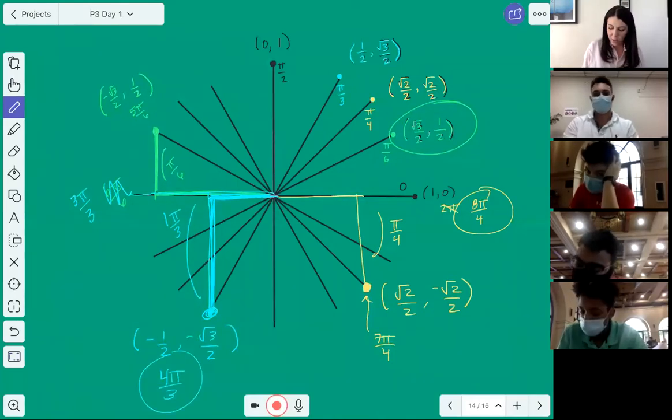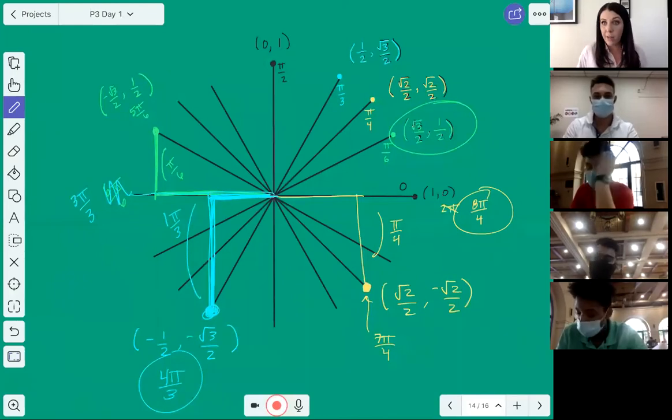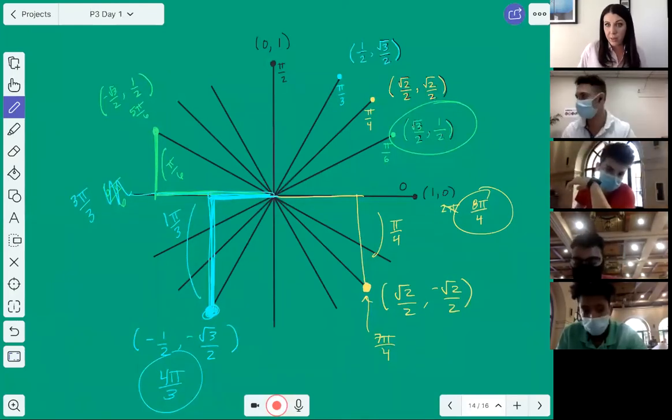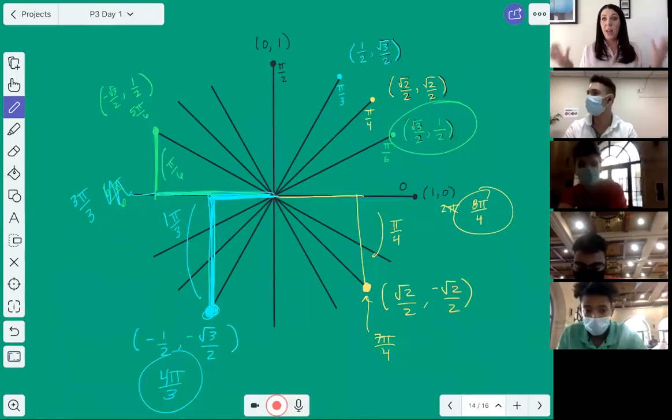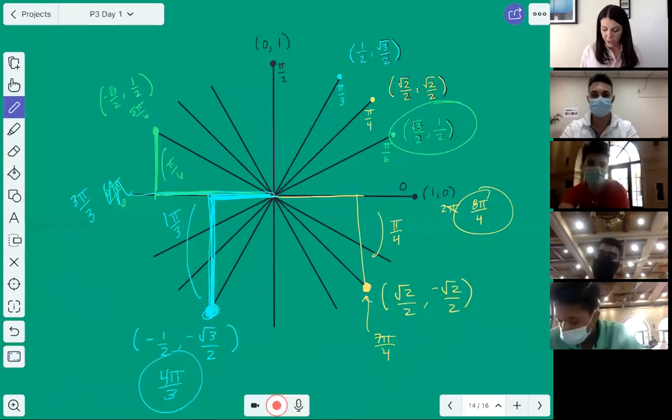So that would be the angle right here, right? It's 1 pi over 3 away from 3 pi over 3, which gives us 4 pi over 3. So that can help you find any angle and any cosine and sine on your entire unit circle.